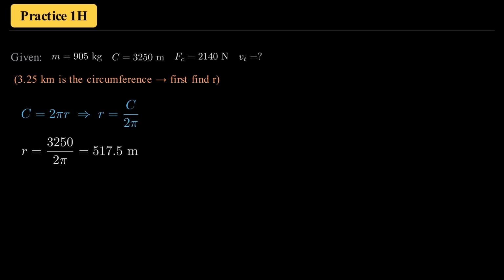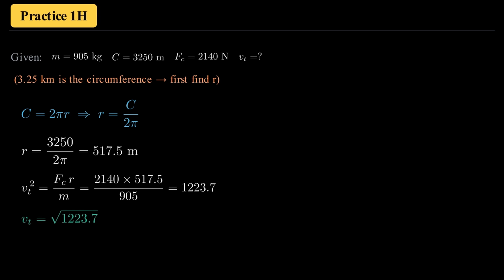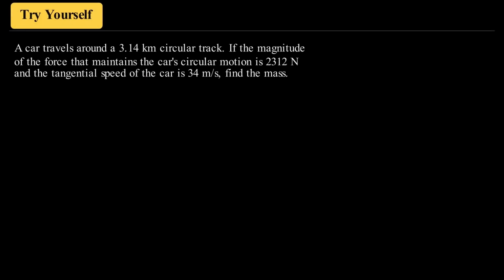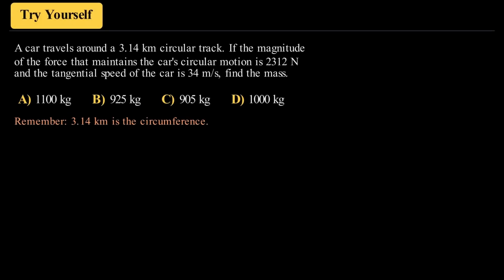So Vt squared is going to be 2,140 multiplied by 517.5 divided by 905. Vt squared is going to be 1,223.701. Take the square root for both sides and you're going to get 34.98 or approximately 35 meter per second. Now take a look at the following question and see if you can solve it. Just remember that 3.14 kilometer is circumference.